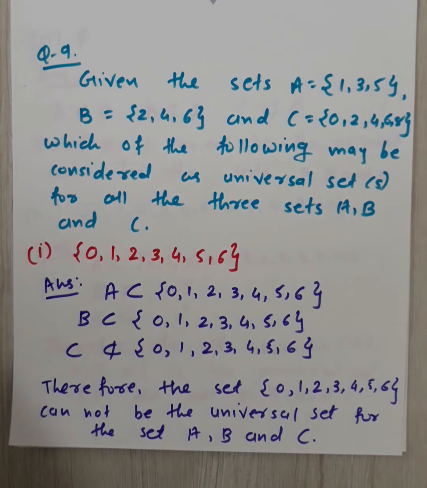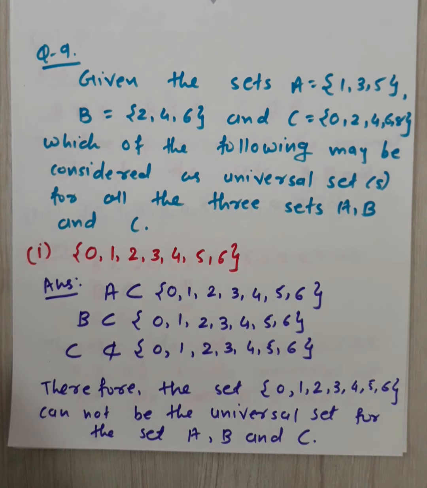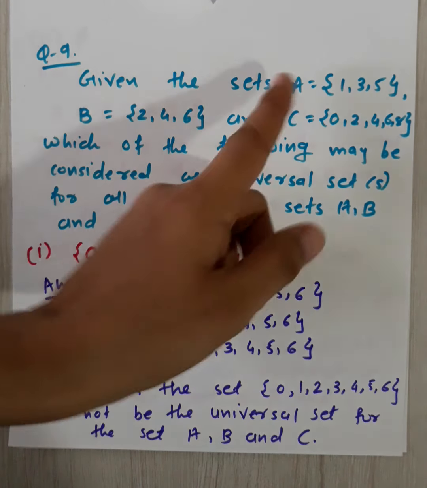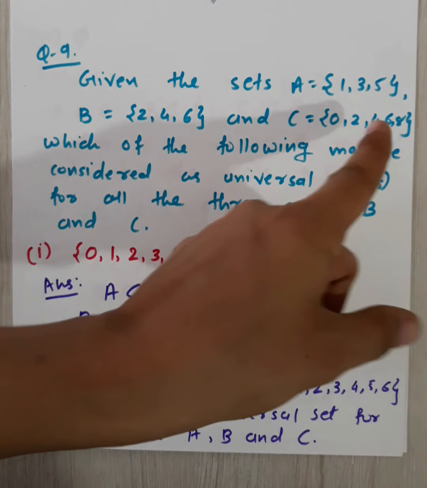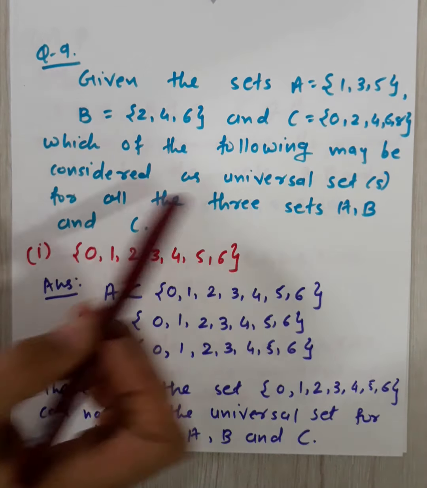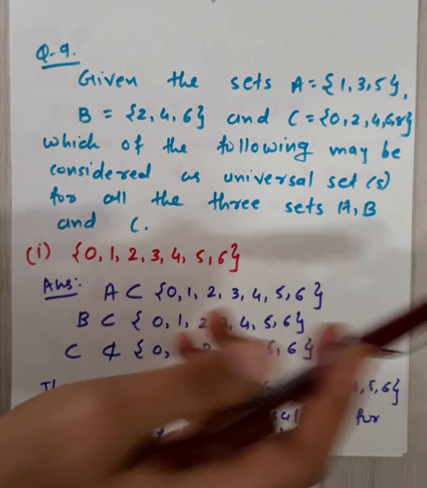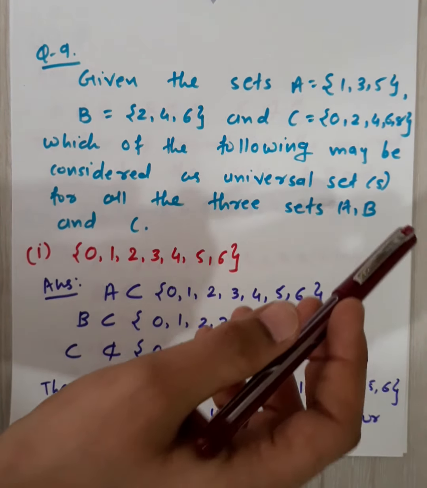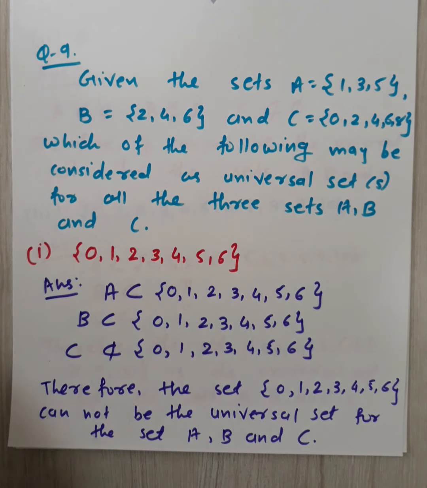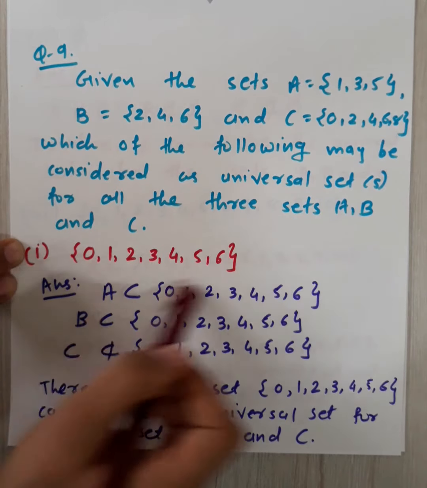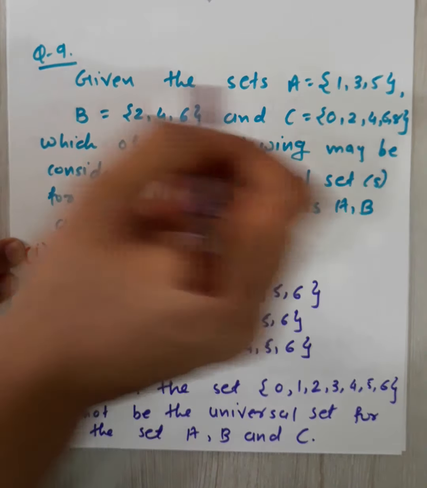Now from question 9 you will get to know more about the universal set. What is your question 9? Given the sets A is equal to {1, 3, 5}, B is equal to {2, 4, 6} and C is equal to {0, 2, 4, 6, 8}, which of the following may be considered as universal set or sets for all the 3 sets A, B and C? Now 4 different sets are given. You have to write down whether that particular set is a universal set of these 3 or not.